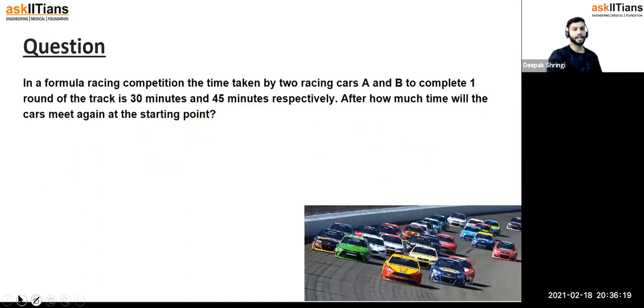So guys, the next question is: in a formula racing competition, the time taken by two racing cars A and B to complete one round of a track is 30 minutes and 45 minutes. After how much time will the cars meet again at the starting point? Pay attention to the question. It's a very simple question actually. Look at what the question wants to say.